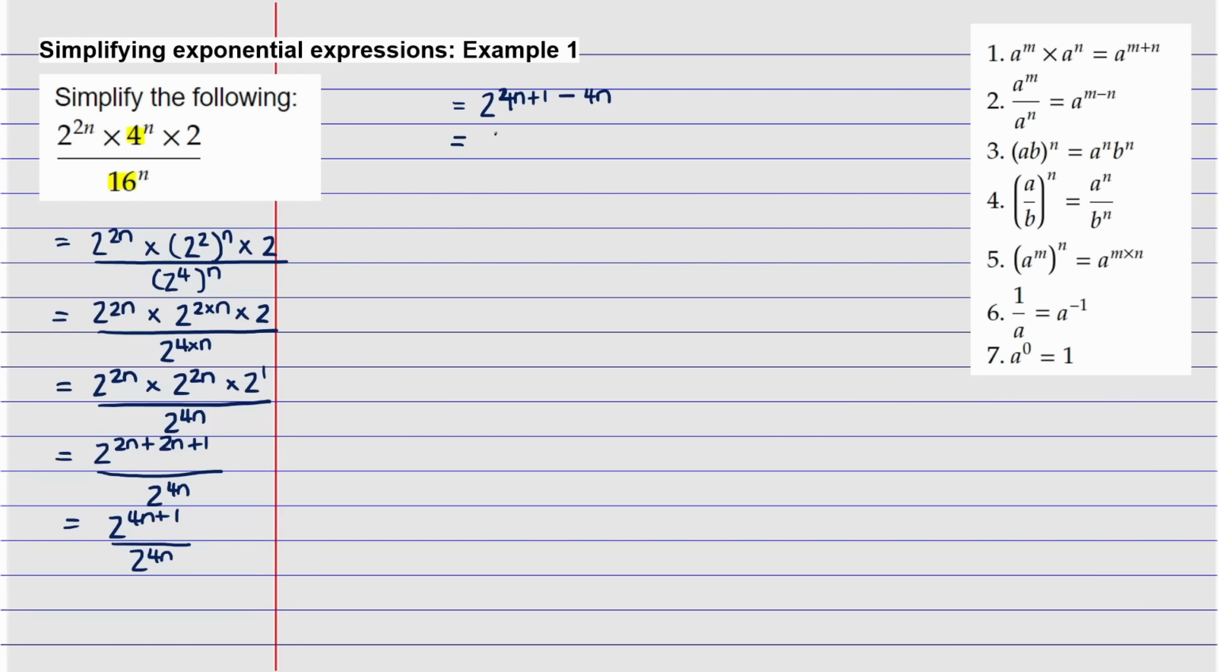So this is going to give us what? 2. Then 4n minus 4n is going to give us 0. So this is going to be 2 to the power 1. So our final answer here is going to be 2. That will be your final answer for this question.